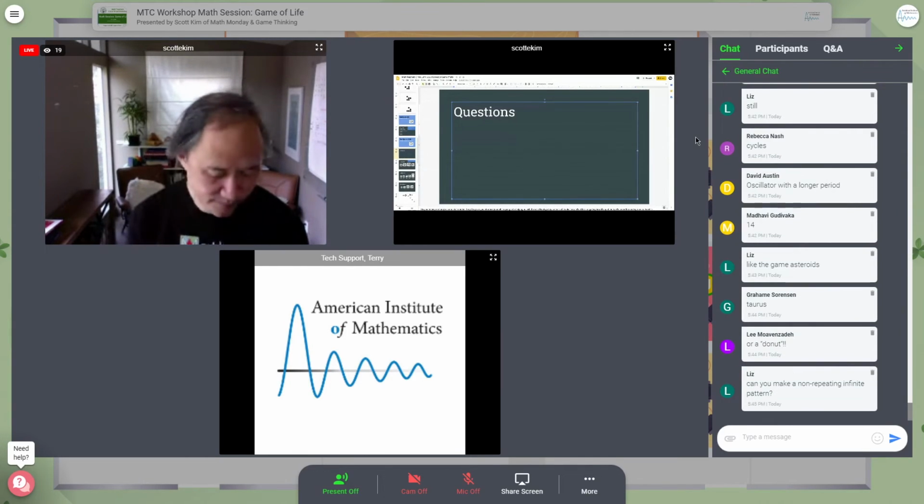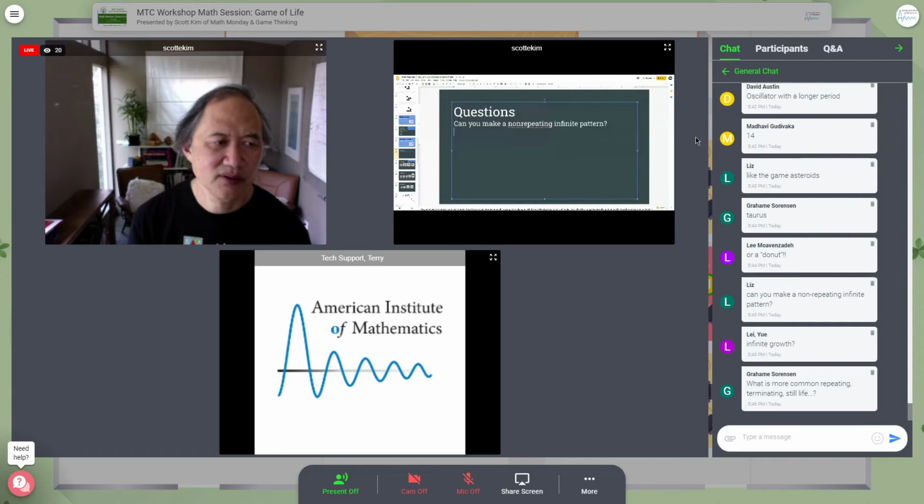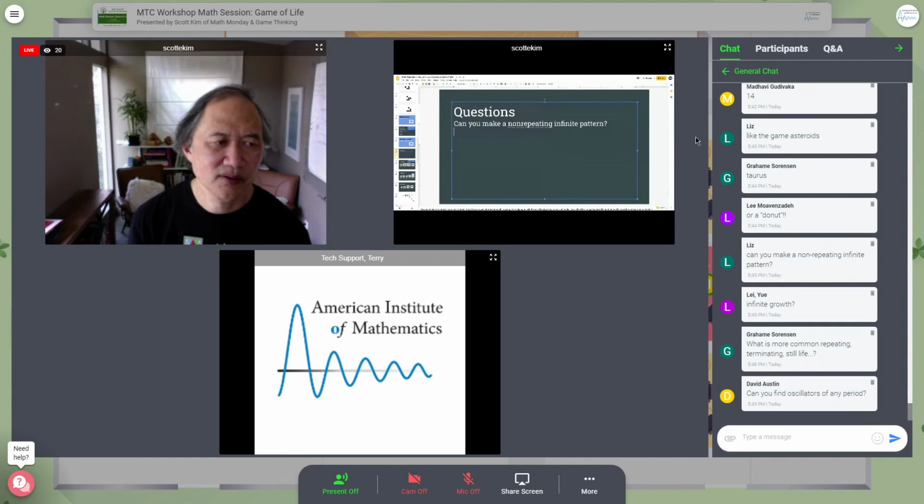Can you make a non-repeating infinite pattern? Make a non-repeating infinite pattern. Cool. Any others? So I was actually kind of curious with the way it wraps around. Can you make a pattern that changes its angle? So it starts off wrapping around from top to bottom and then meets itself and starts going left to right. But that might be not specific to life, more to that version of life.